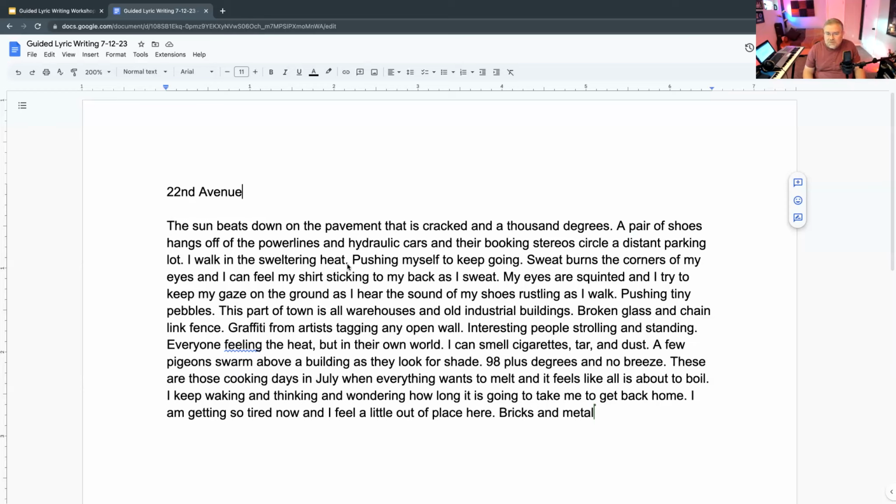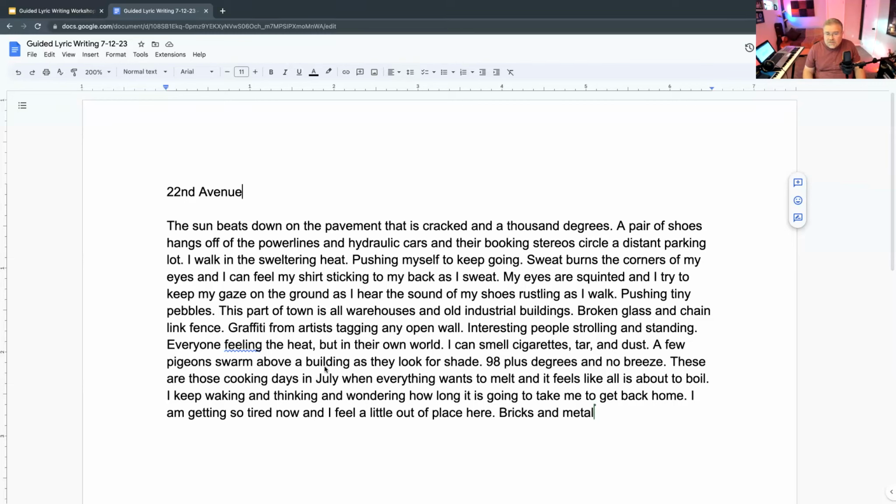I walk in the sweltering heat, pushing myself to keep going. Sweat burns the corner of my eyes, and I can feel my shirt sticking to my back as I sweat. My eyes are squinted, and I try to keep my gaze on the ground as I hear the sound of my shoes rustling as I walk, pushing tiny pebbles. This part of town is all warehouses and old industrial buildings, broken glass and chain link fence, graffiti from artists tagging any open wall. Interesting people strolling and standing, everyone feeling the heat, but in their own world. I can smell cigarettes, tar, and dust.